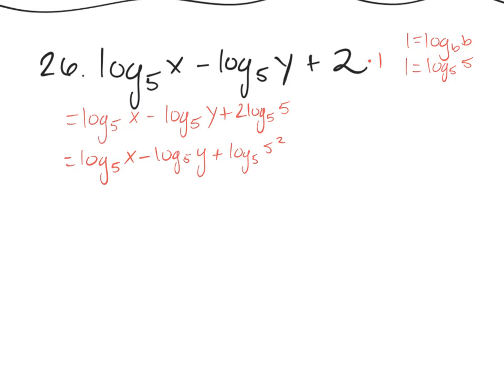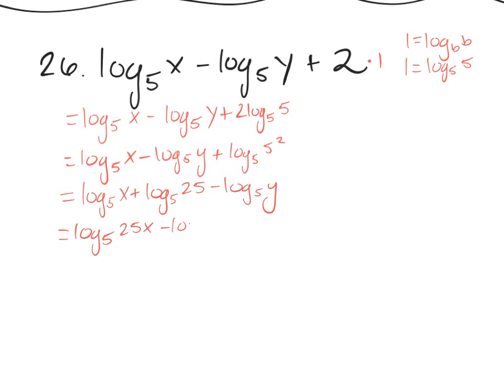And then from here, I'm going to put everything that has addition closer to our first term. So this is going to be log base 5 of x plus log base 5 of 25 minus log base 5 of y. And then I'm going to combine. So this is going to be log base 5 of 25x minus log base 5 of y equals log base 5 of 25x over y.